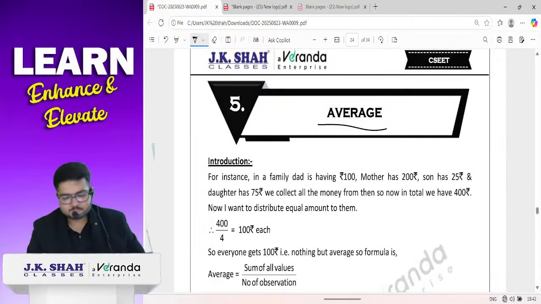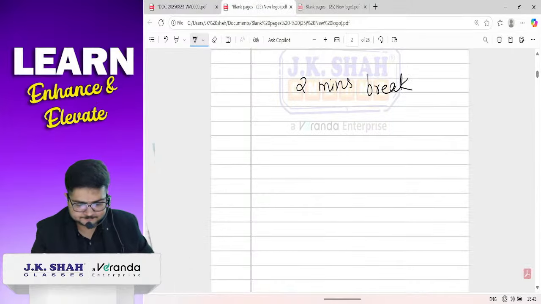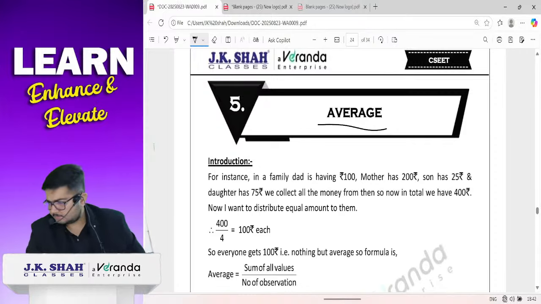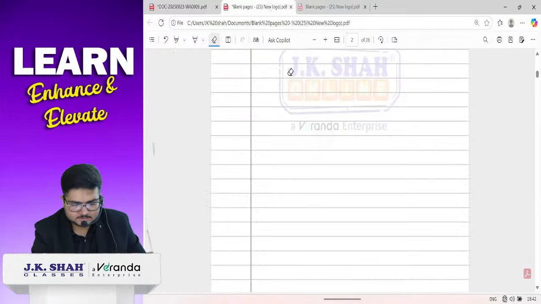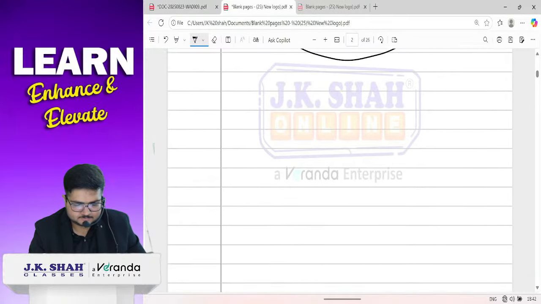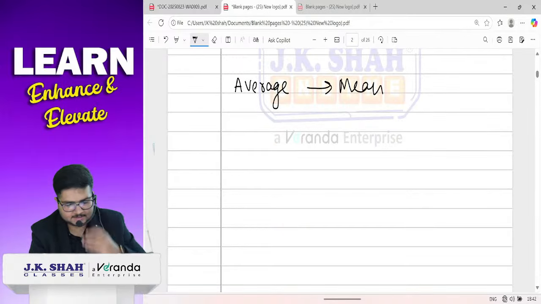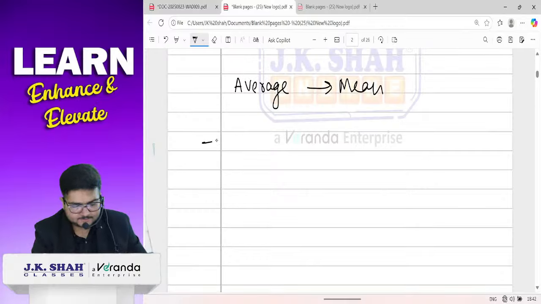So, average chapter now. There are 3 types of average which we are going to study in this chapter. Now, average is also called mean. There are 3 types of mean. First is arithmetic mean.